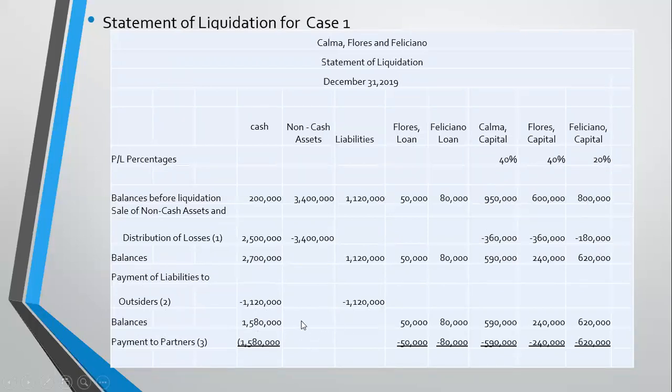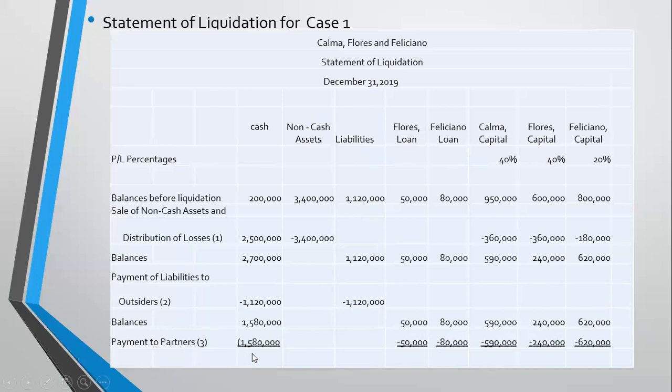Wala na dito, okay? Non-cash assets, wala. And then, wala na rin tayong i-extend na amount for liabilities dahil binayaran na natin. So, ang ibababa natin, yung mga hindi pa nagagalaw. So, we have this 50, 80, tinransfer lang natin, ibinaba lang natin yung capital balances. And then, next is the payment to partners.